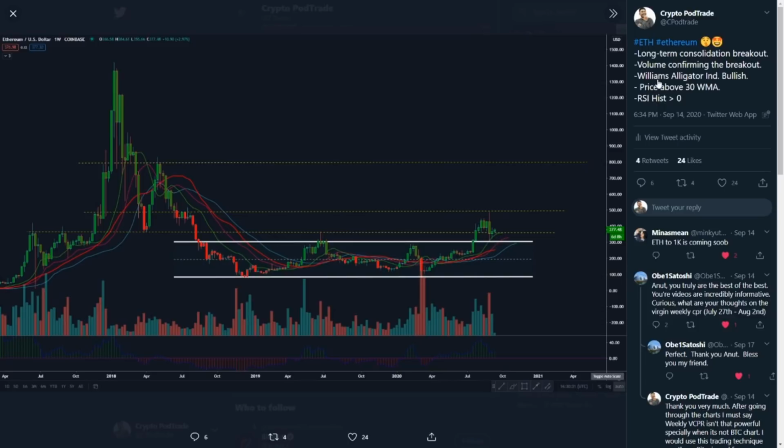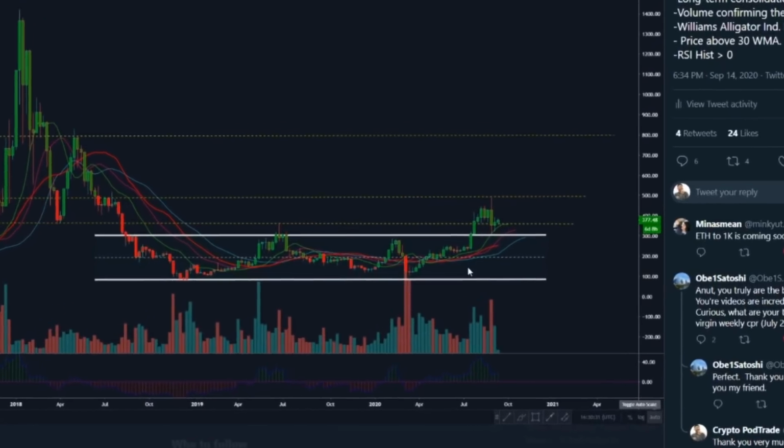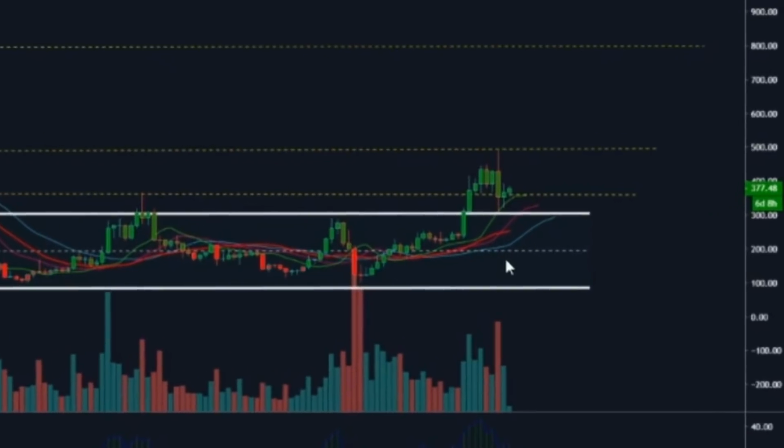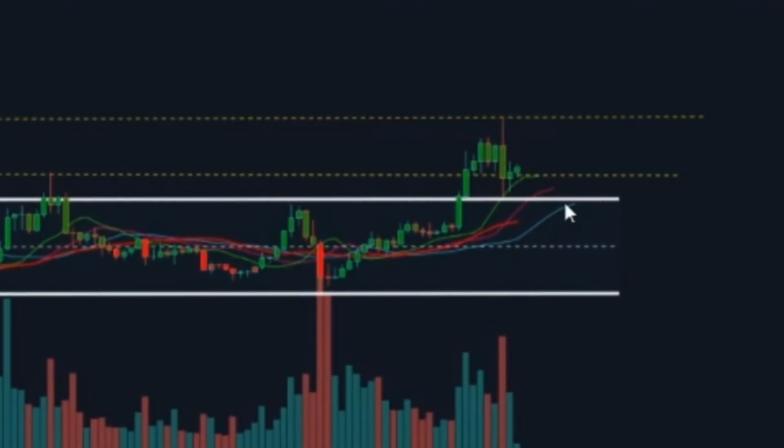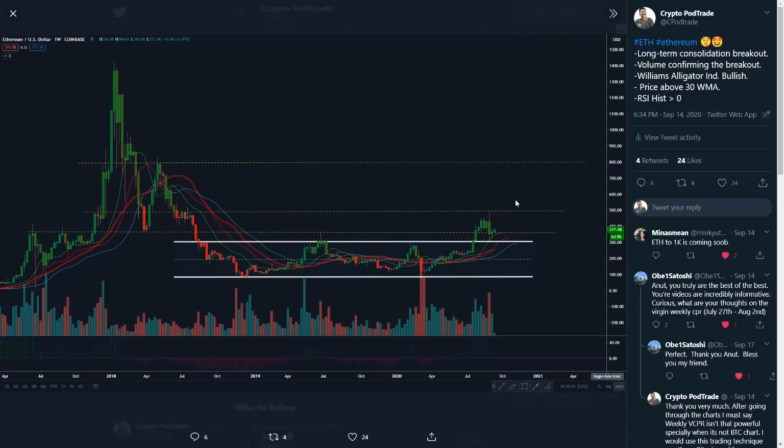And if you look at this Williams Alligator indicator, which I showed you with the Bitcoin example, this in a weekly time frame is also very bullish, because you can see the spreading of this green line, the lip, and the jawline of the alligator. Now the green is at the top and the blue line, the jawline, is at the bottom, and this scenario indicates a bullish scenario, right? And also if you look at this price here, it is above this red line, which is the 30 weekly moving average, and that's also a very good indication.